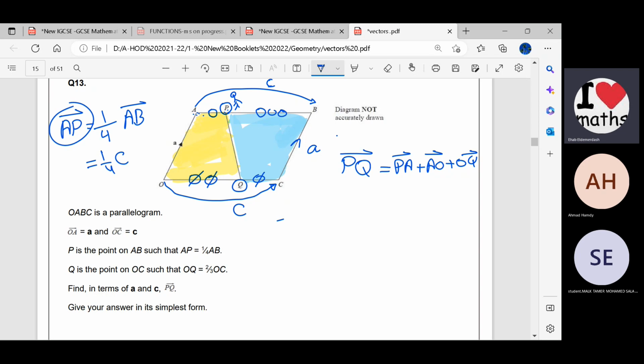Now if I need to go not AP but PA, what should I do? Negative 1 over 4 of the C. Do we have any problem in this part? Let me say it again. I have AP alone. AP was 1 part out of 4 parts of the vector called C. We agreed that this vector is called C, so it is 1 out of 4 from the vector C. That is AP.